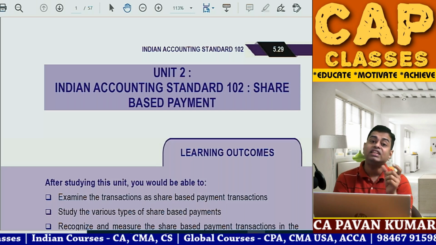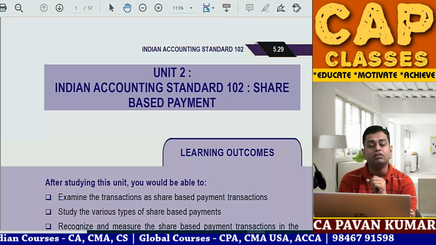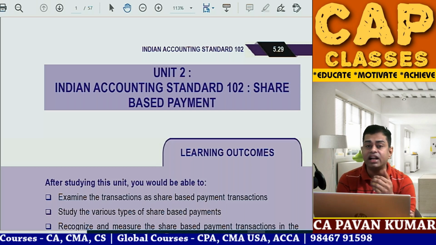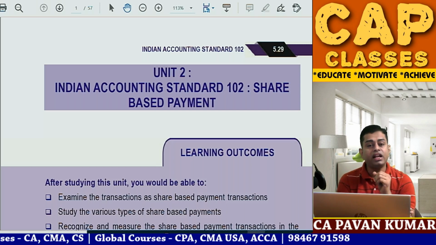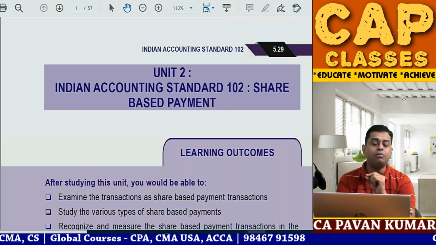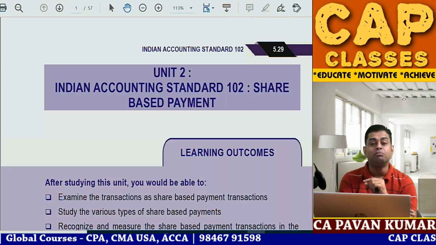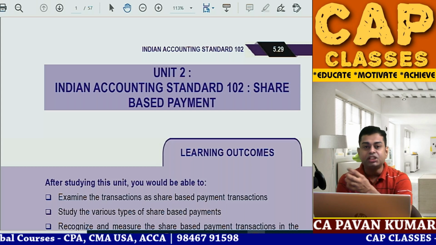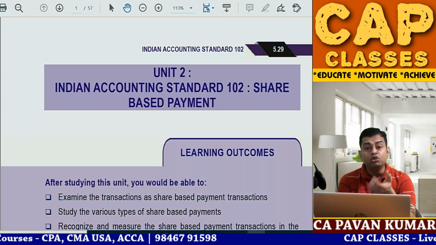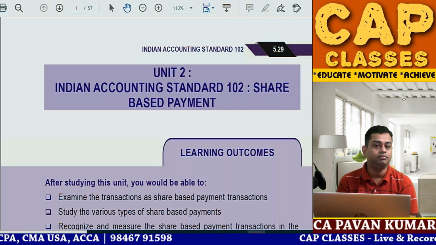That part is covered by Ind AS 16, property, plant and equipment. For example, when you purchase an asset and issue shares, what is the journal entry you write? Asset account debit to equity share capital. So asset account debit, that is taken care of by Ind AS 16, but the credit to equity share capital and securities premium, who is dealing with this? No one is dealing. They felt bad.